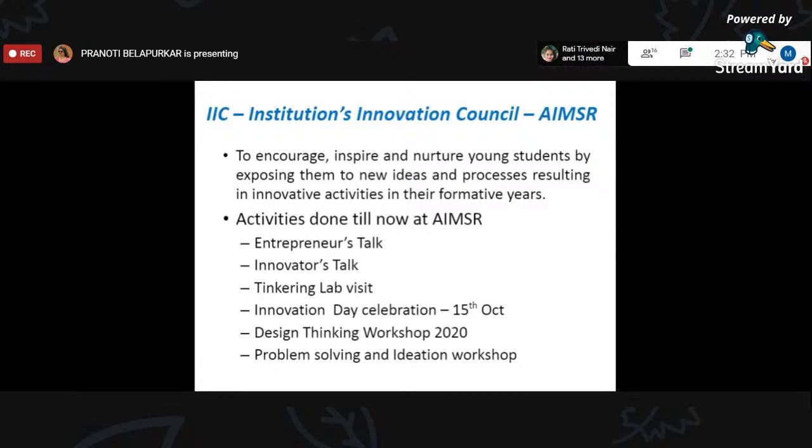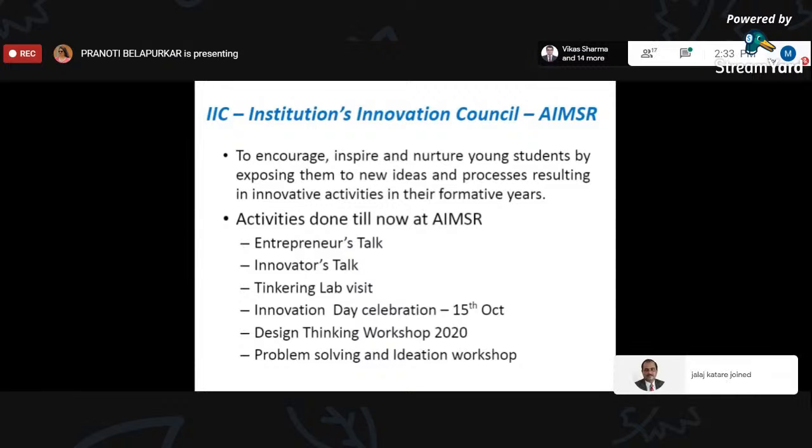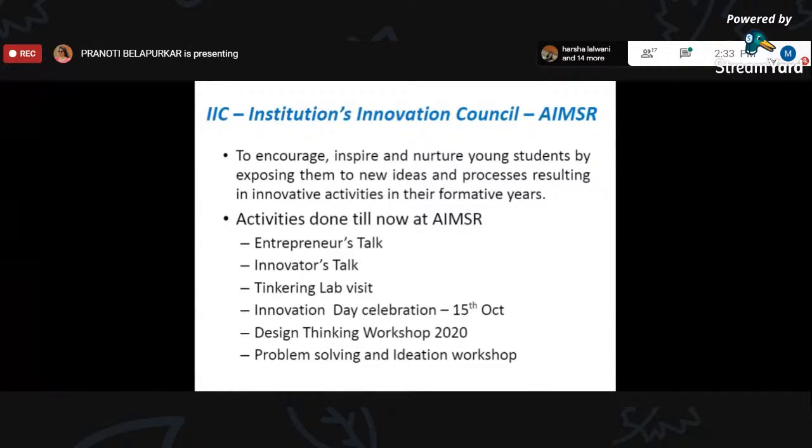What are the different activities? Numerous activities are being done throughout the year in the academic calendar of IIC. A few of them are mentioned here, like Entrepreneurs Talk, which is done every year. Then there is Innovators Talk, then Tinkering Lab Visit. Then there is the celebration of Innovation Day, which is celebrated every year on 15th of October. Then Design Thinking Workshop, then Problem Solving and Ideation Workshop. So there are numerous things.